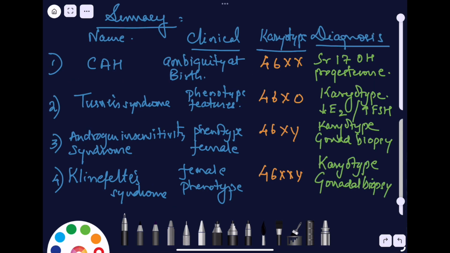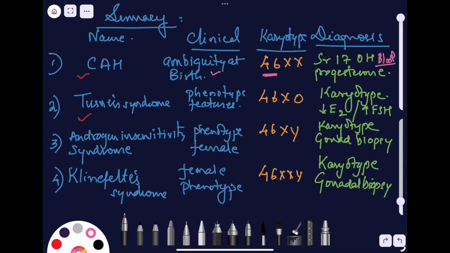So this is the final slide showing conditions in which there is presence of female and male intersex. In the first condition, which is a female intersex, congenital adrenal hyperplasia, there is presence of ambiguous genitalia at birth. Karyotypic testing reveals 46XX, and diagnosis of this condition is through a serum blood test of 17-hydroxyprogesterone. The levels are higher than 800.